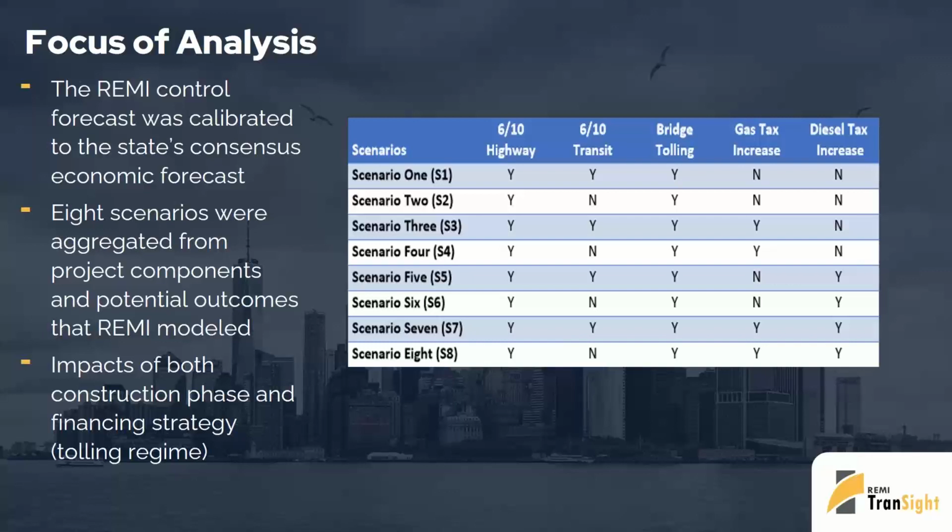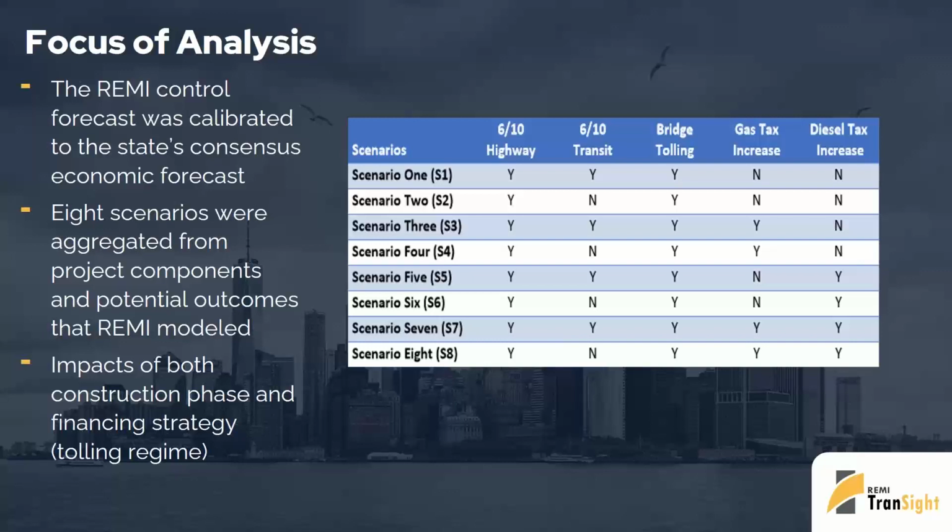Scenarios 3, 5, and 7 all include the same transportation infrastructure spending as scenario 1, so that they all account for the $400 million in federal funding. However, where they differ from scenario 1 and each other is their financing, which are combinations of the tolling regime and then gas and diesel taxes. So scenario 3 includes the tolling regime, but also an increase in gas tax, but no increase in a diesel tax. Scenario 5 includes the tolling regime again, but there's no increase in a gas tax, but an increase in the diesel tax. Scenario 7 also includes the tolling regime and increases in both gas and diesel tax.